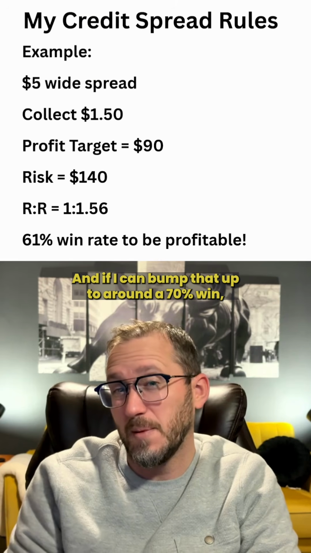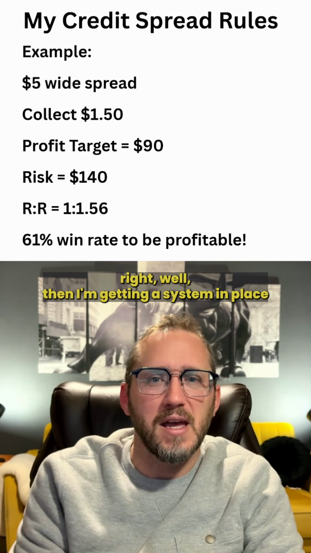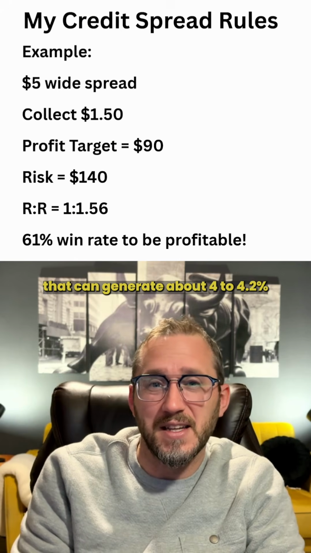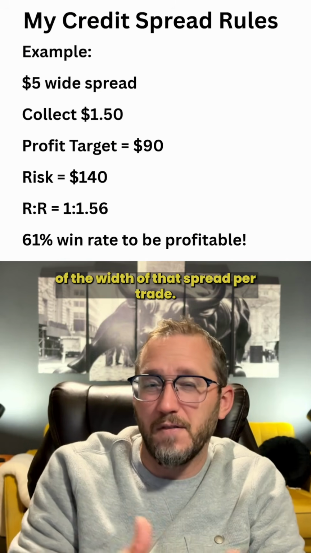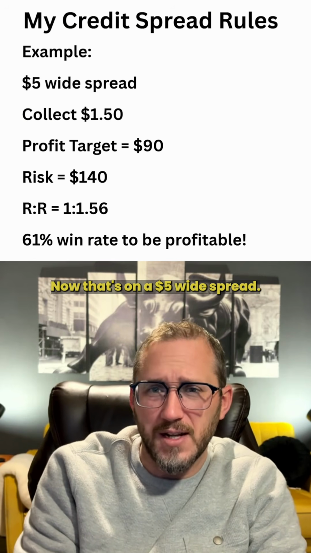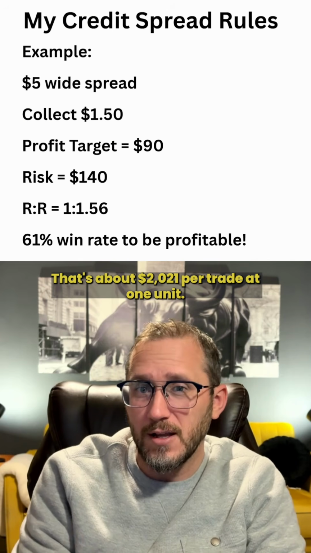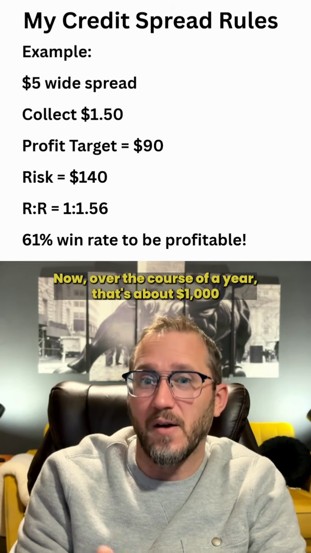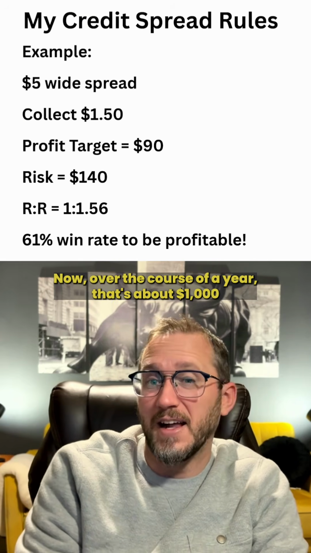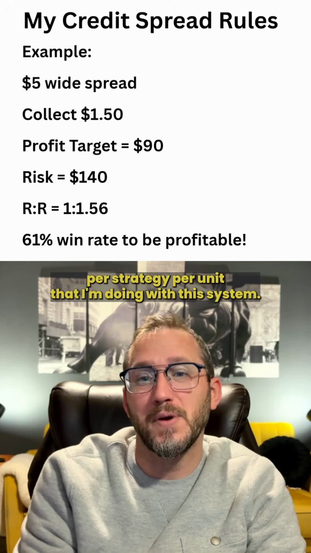And if I can bump that up to around a 70% win rate, well, then I'm getting a system in place that can generate about 4 to 4.2% of the width of that spread per trade. Now, that's on a $5 wide spread. That's about $20, $21 per trade at one unit. Now, over the course of a year, that's about $1,000 per strategy per unit that I'm doing with this system.